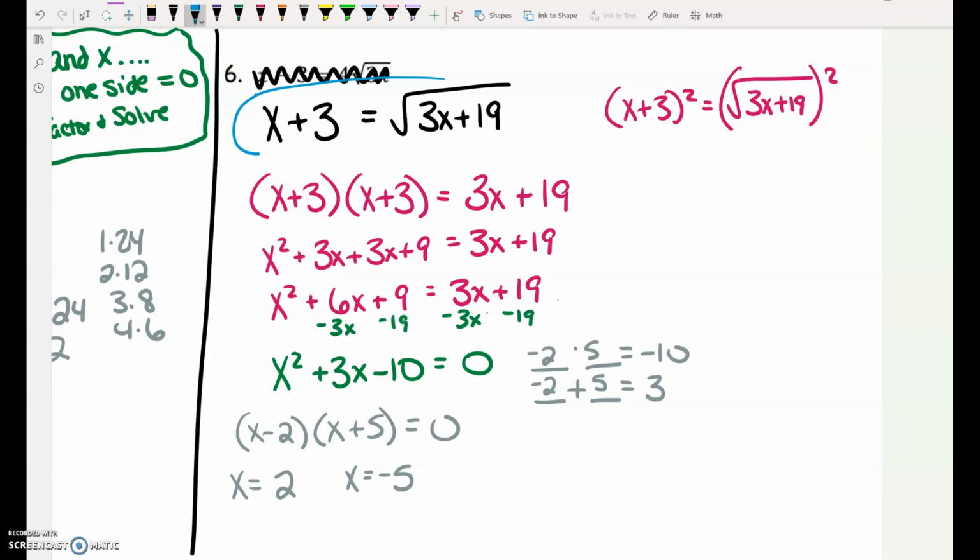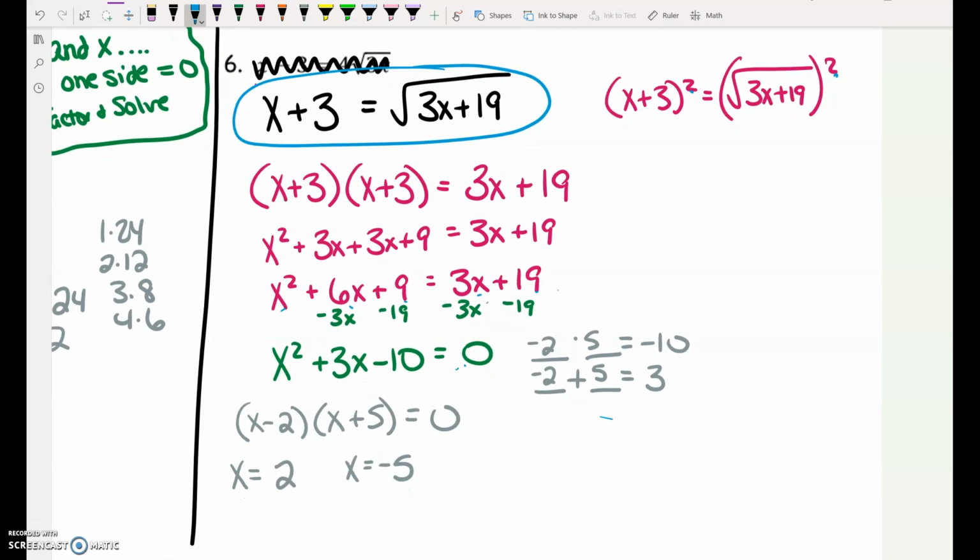I tried not to do anything to this original problem so that we could go back to that when we check our solutions. So here I squared both sides, which is x plus 3 times x plus 3, so I FOILed that out and got x squared plus 6x plus 9 equals 3x plus 19. Get 0 on that right side, keep your x squared positive. We factored, and that gave me x minus 2 times x plus 5 equals 0, so our solutions are positive 2 and negative 5.